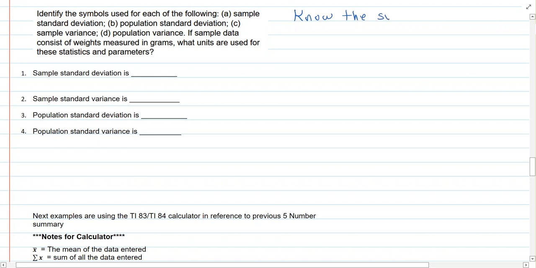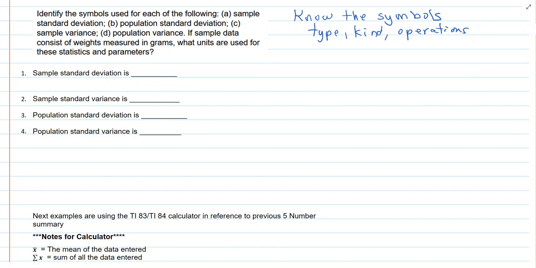the symbols. Symbols in mathematics determine type, kind, and operations. So in statistics, it is important to distinguish between a sample and a population. Statistics are done mainly on samples because we couldn't possibly control everything in the study. So we take samples. All right.